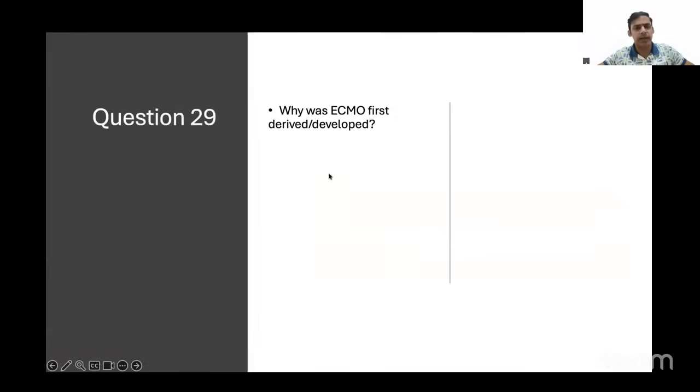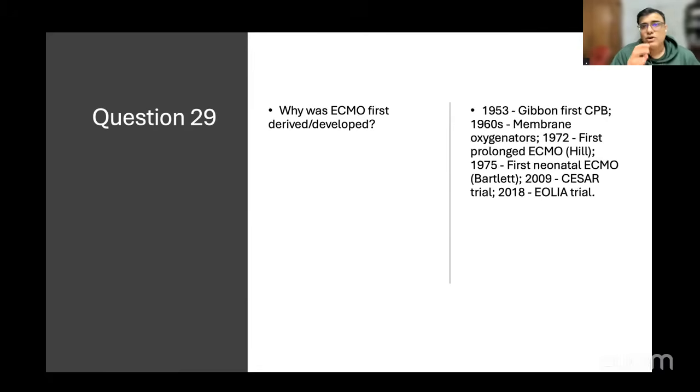Okay, let's carry on. So, question 29 was why was ECMO first derived or developed? If you go into the history, ECMO was basically first used in 1953 for cardiopulmonary bypass. Okay, and in the 60s, membrane oxygenators were developed.